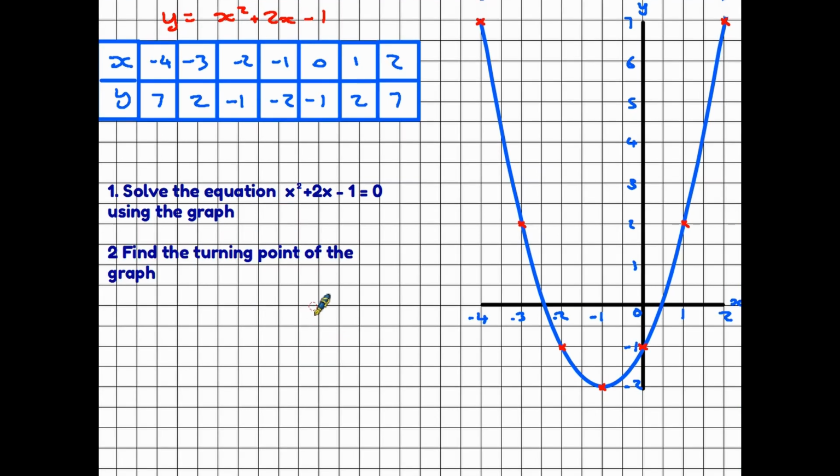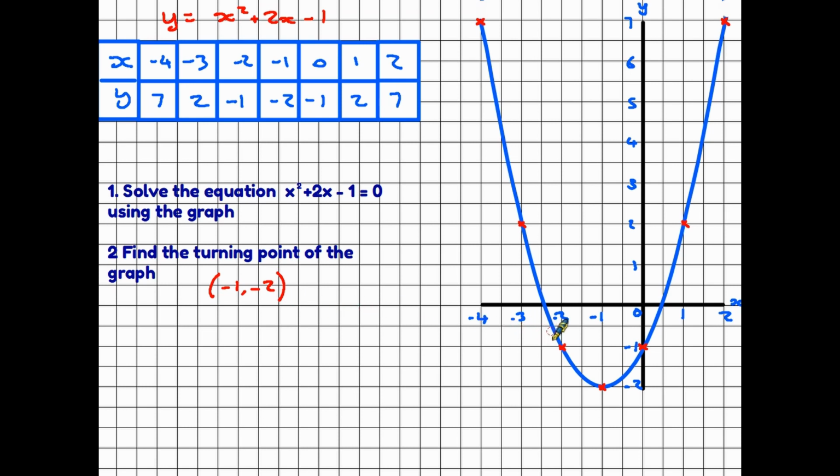And the second common question that you may be asked is to find the turning point of the graph. Now, in this particular graph, it's quite an easy thing to do, because the turning point is quite simply the very bottom of the curve. It is where the line stops going down and starts going back up again. It's easy in this graph because we actually have a coordinate on the bottom of the curve here. So we simply read this off. In this case, the turning point is -1, -2.